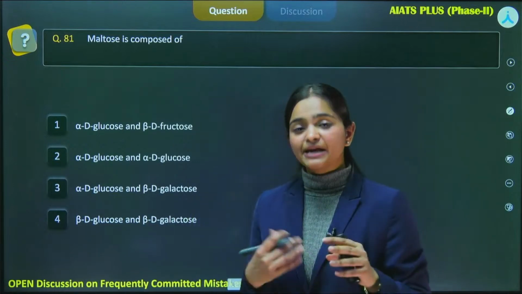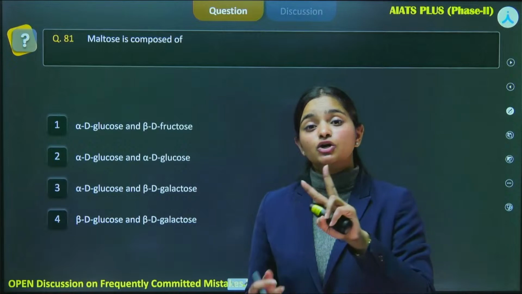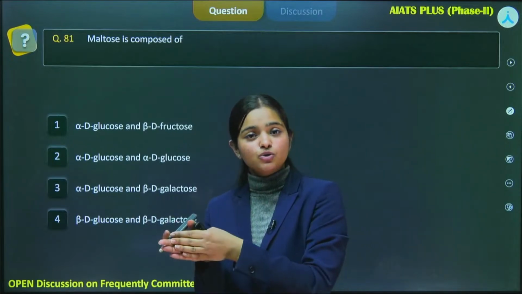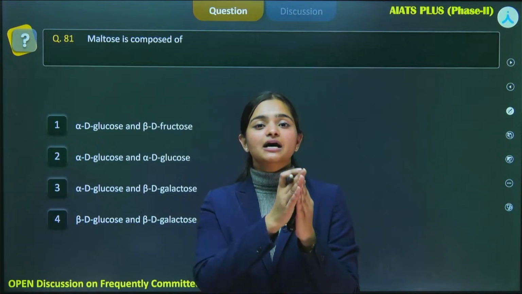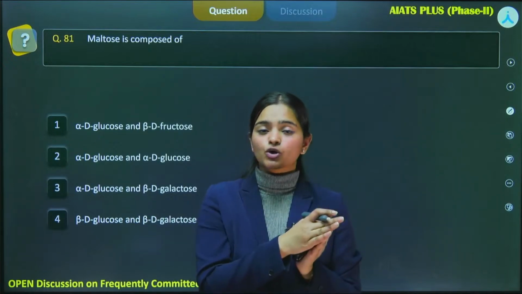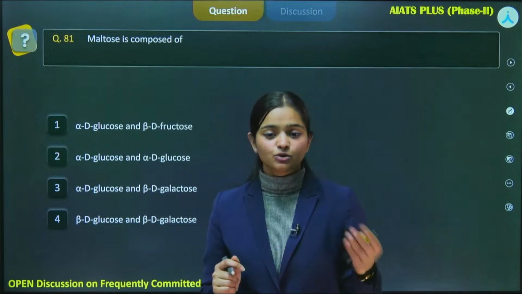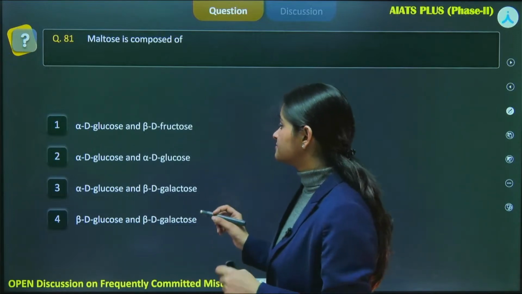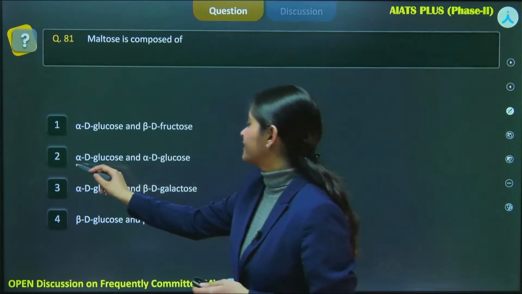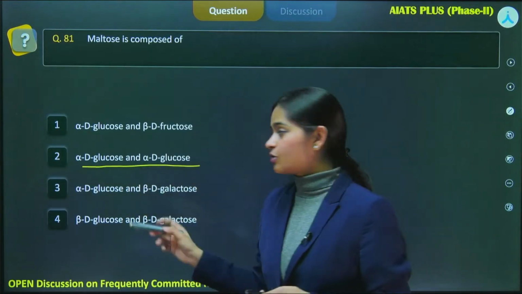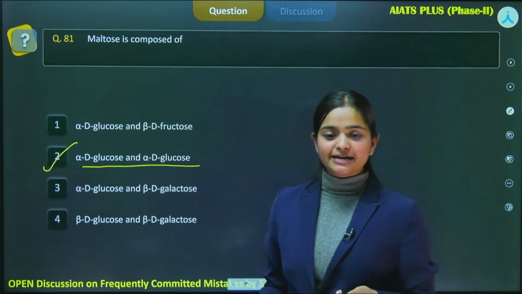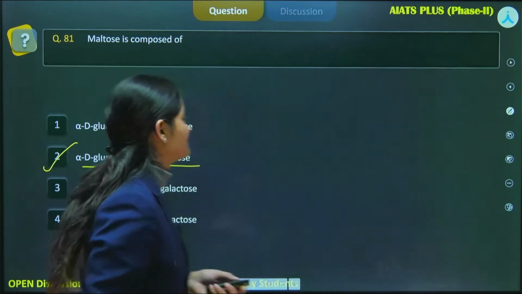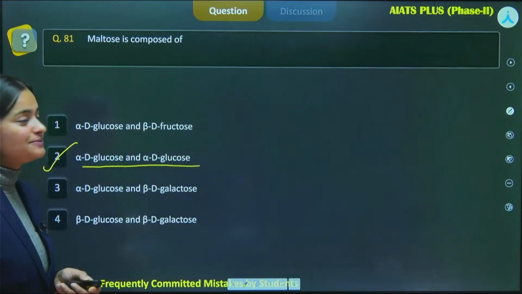Maltose, being a disaccharide, is composed of two alpha-D-glucose units. How? C1 of one glucose unit forms an alpha linkage with C4 of another alpha-D-glucose unit. So this becomes alpha-D-glucose, alpha-D-glucose. So option 2 is the right answer. Yes, exactly. I hope this is clear. Let's move on to the next question.